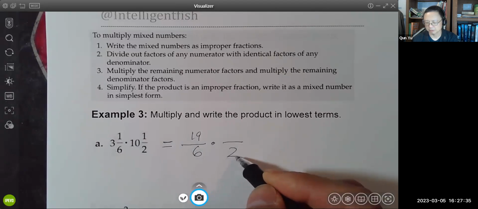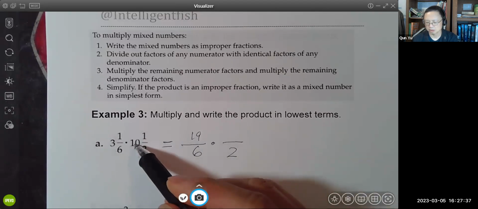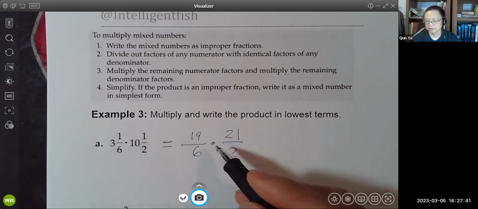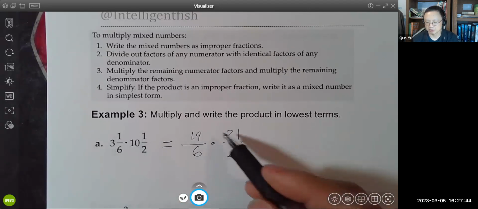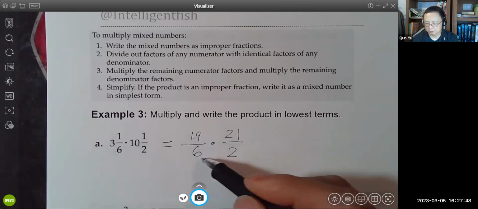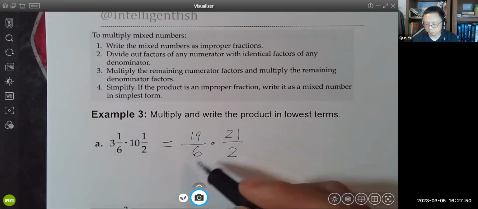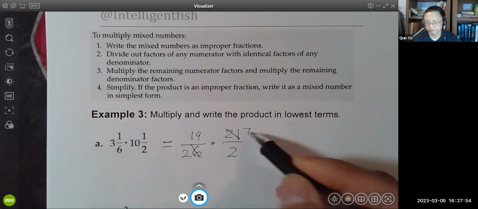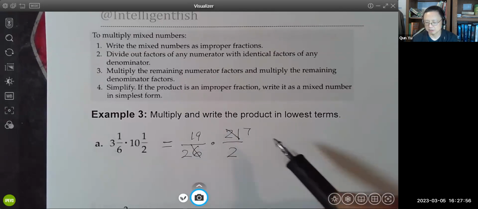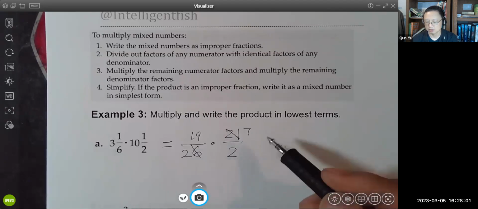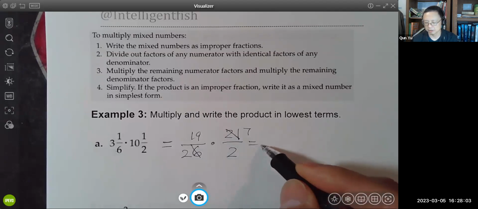Second one, we have 2 on the bottom. 2 times 10 is 20. 20 plus 1 is 21. Now we want to simplify before we multiply. See, these two are going to get a much bigger number. But between 6 and 21, we can divide both sides by 3. So this is going to be 2, this is going to be 7. Now double check to see if there's other simplification we can do. In this case, no. So that's the final answer.